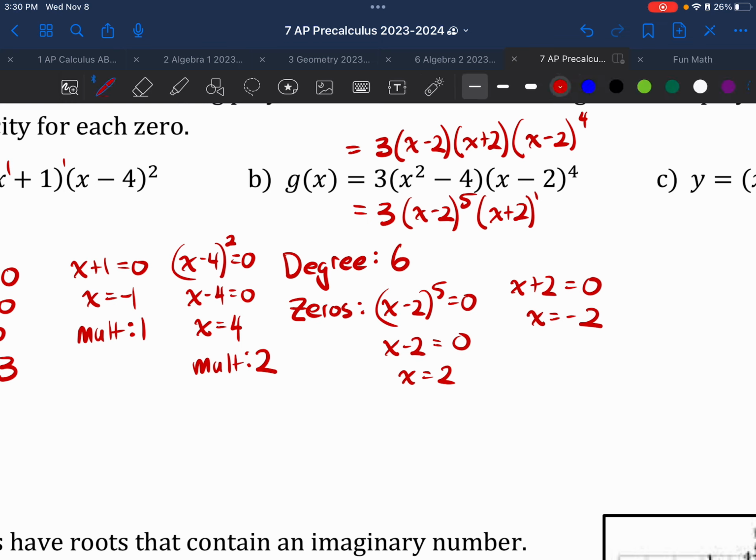Then I'm going to find their multiplicities. The multiplicity of 2 came from this power of 5, so this multiplicity is 5. And over here, this negative 2 came from this x plus 2, which had a power of 1, so the multiplicity over here is 1. This 5 can be rewritten to make it look a little bit nicer.